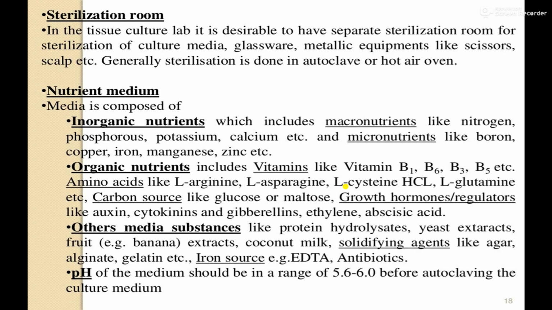Iron source, for example EDTA. Then antibiotics. These are other media substances. The pH of the medium should be in the range of 5.6 to 6.0 before autoclaving the culture medium. Nutrient medium is thus composed of inorganic nutrients, organic nutrients, other media substances, and pH.